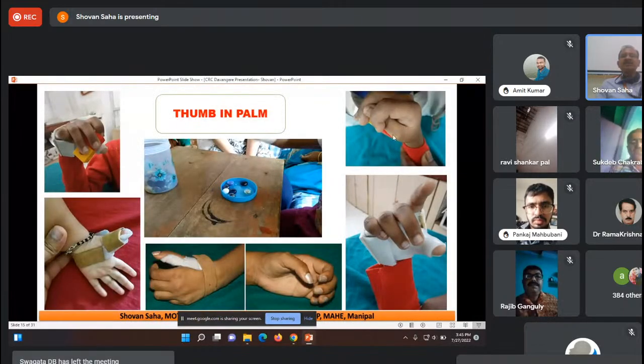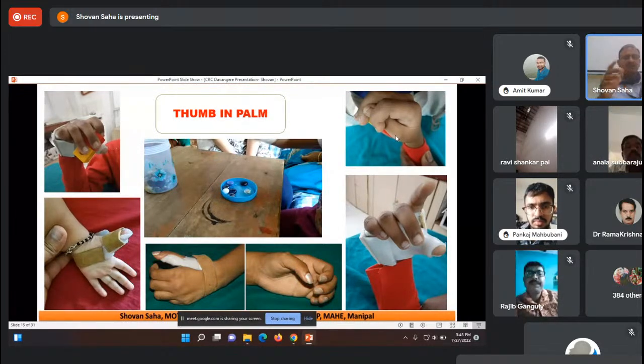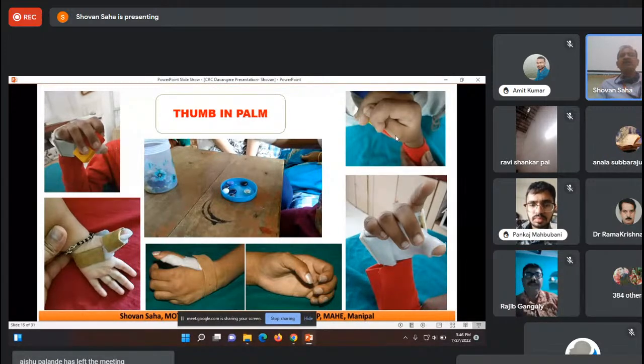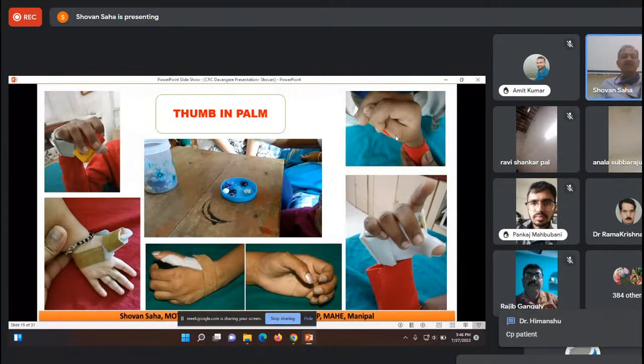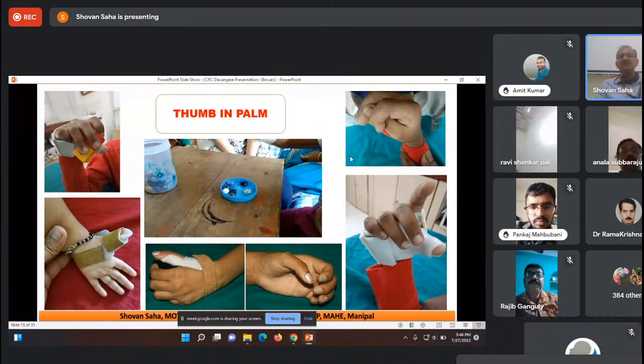This is another presentation, thumb in palm. I think all of you who are dealing with children know, thumb in palm, of course, is an adult problem as well. But especially when the child is learning various motor activities, and you find that the thumb is occupying the space inside the palm, then the palm is left with no other space for objects to get into the palm. So this is the hand.